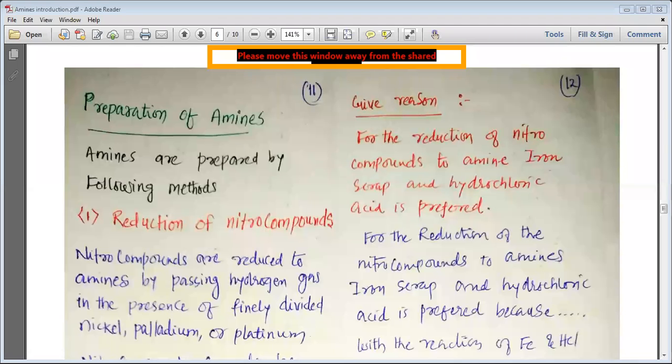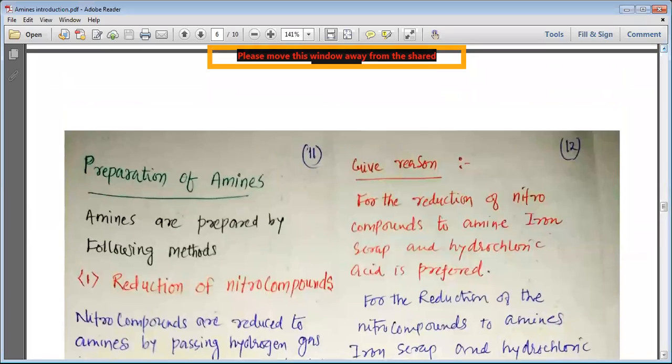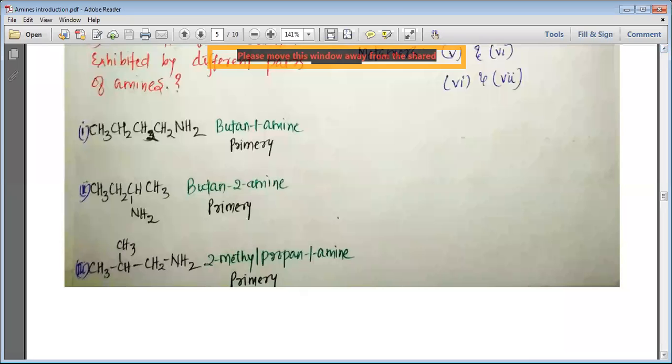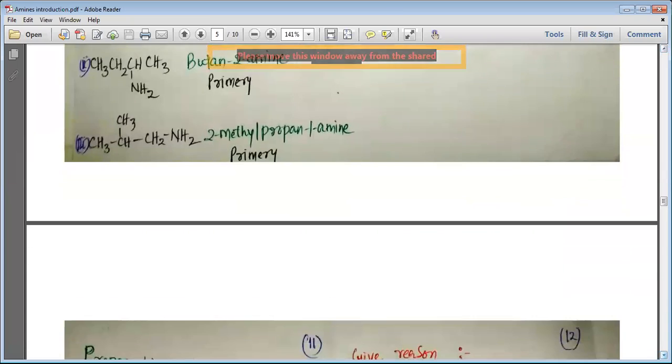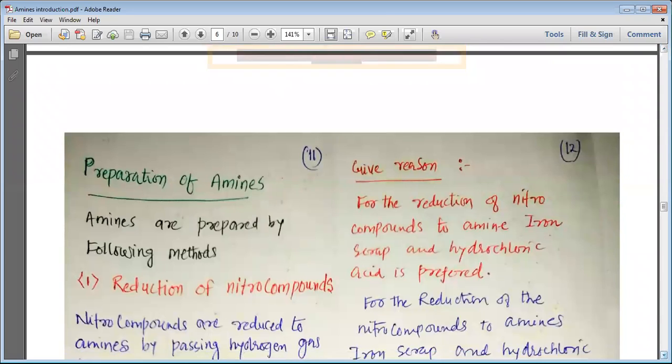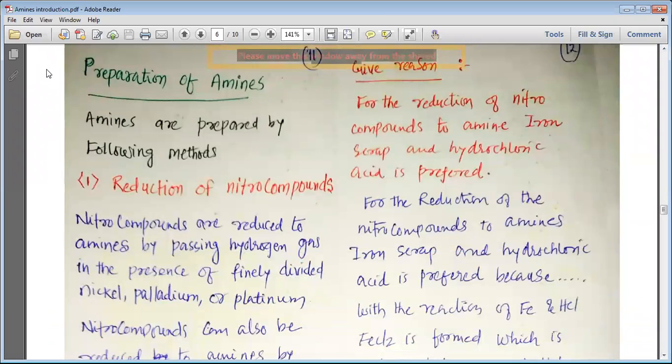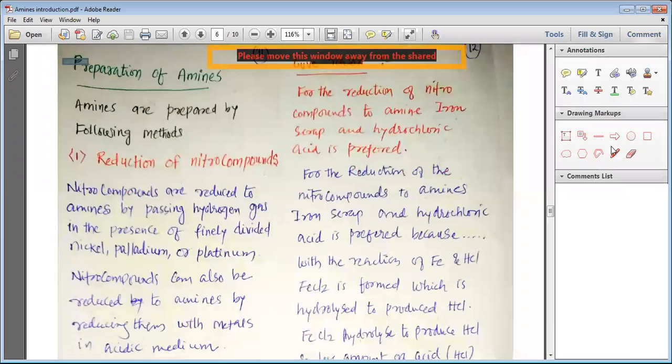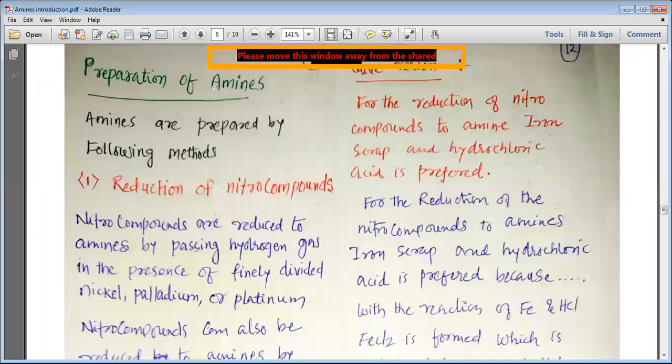In the last period, we have studied the nomenclature, isomerism, and introduction and various uses of the amines. In this period, we want to study the preparation of amines. So, let's start our discussion on the preparation of the various amines. Amines are prepared by the following methods.